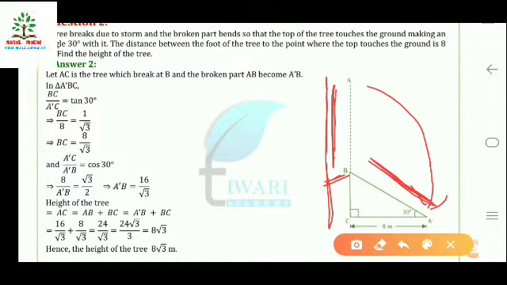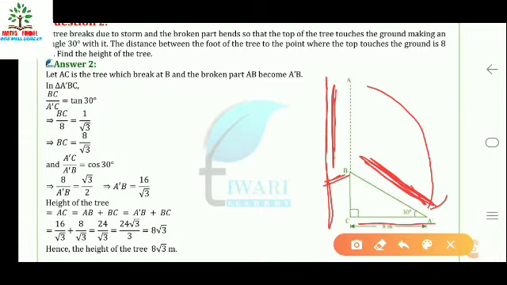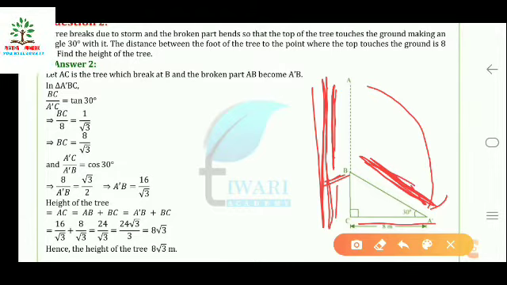This angle is given as 30 degrees, meaning the broken part of the tree forms an angle of 30 degrees when it touches the ground, and the distance of it from the foot of the tree is equal to 8 meters. It is also given. So what do we have to find? We have to find the height of the tree. In order to find the height of the tree, that is AC, we need to find AB as well as BC. That is, we have to find BA dash, which is equal to AB, and BC.